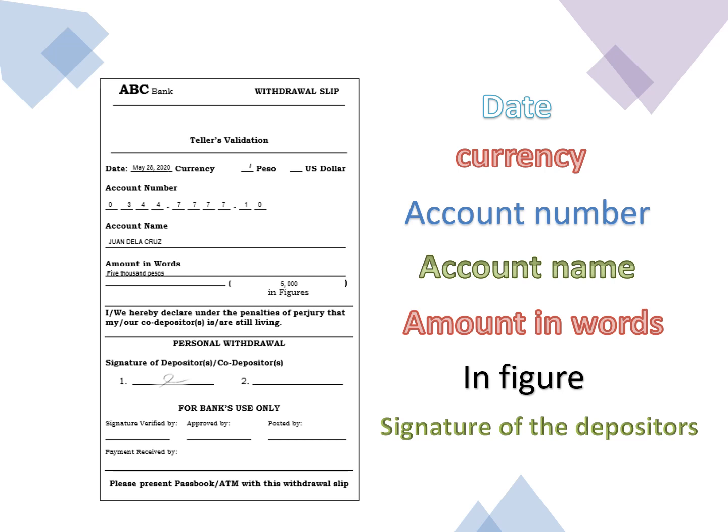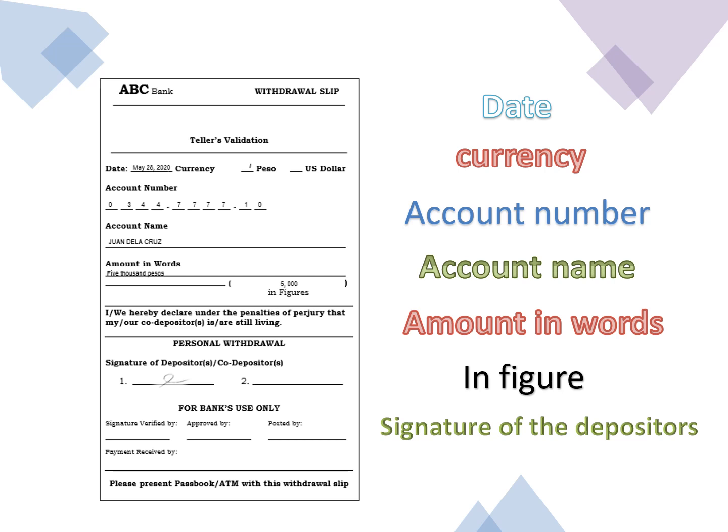Okay, so we have date. So the date is May 28, 2020. Ito yung date kung kailan ka nag-withdraw ng yung pera. And then the currency, you have two choices. So yung choice niya is peso. And then you have your account number. So account number, ito yung number ng iyong passbook. And then account name, this is the name of the depositor, yung may-ari ng passbook.